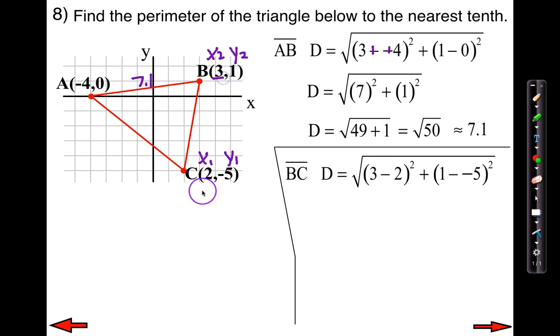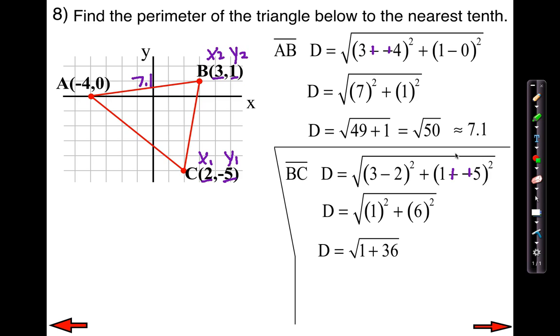So here we have x sub 2 minus x sub 1, and then y sub 2 minus y sub 1. Here you have to be careful. 1 minus a negative 5. Add the opposite, leaving us with the square root of 1 squared plus 6 squared, which simplifies to the square root of 1 plus 36, which is the square root of 37, which is approximately 6.1. So I'm going to go ahead and mark that this length here is approximately 6.1.